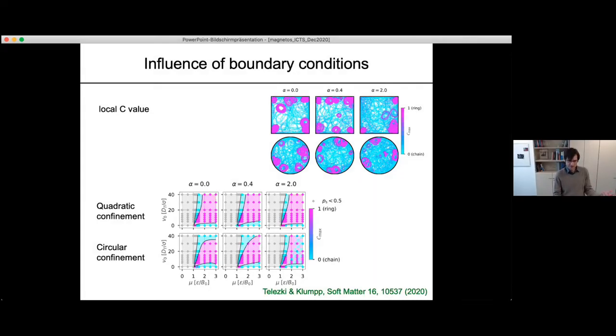Okay, so this is very different from what you have in thermodynamic equilibrium, where in principle the boundary conditions shouldn't matter that much. Here they do. And it would be even more extreme, I don't have it on the slide, if we use periodic boundary conditions, because then no such collisions happen and the rings are even less likely.